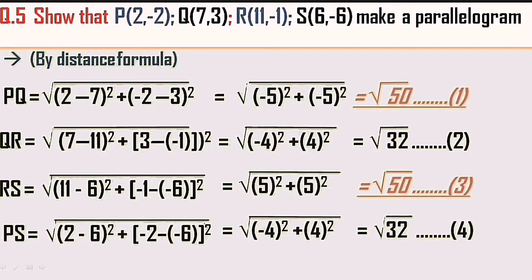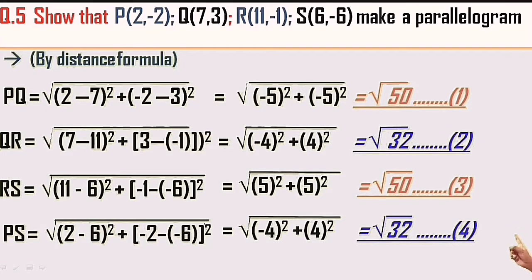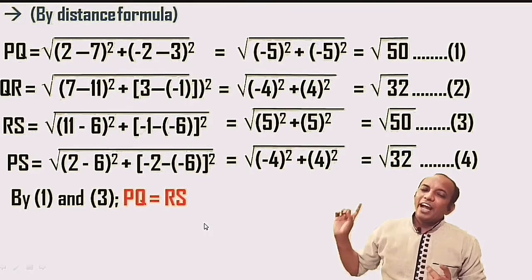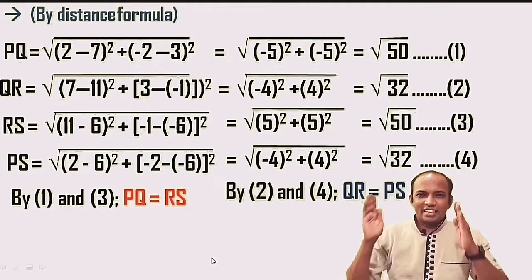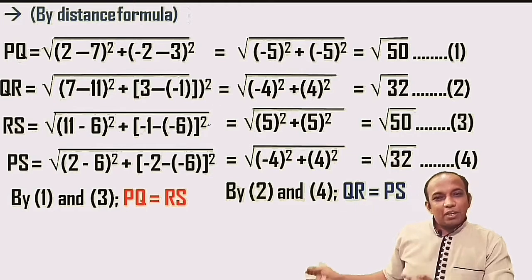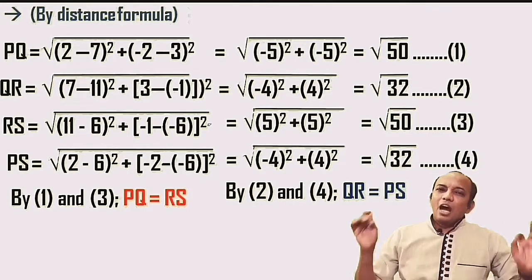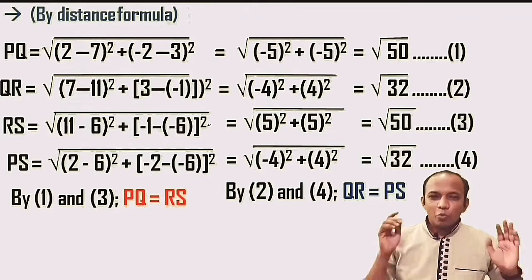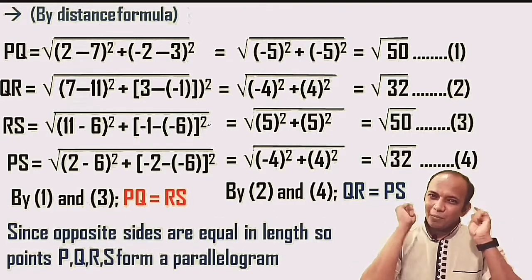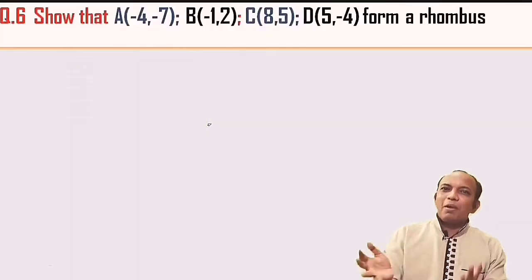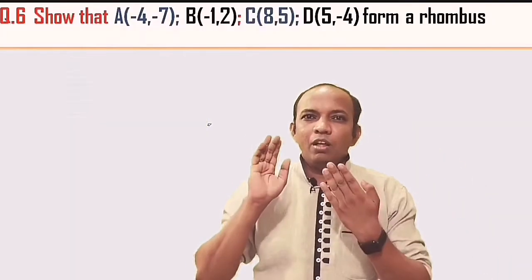If you observe the first and third, they are equal in measure, right? Then observe the second and fourth, again they are equal in measure, right? So by 1 and 3 I can say PQ equals RS, and by 2 and 4 I can say QR equals PS, and bingo, these are nothing but the opposite sides of the parallelogram that we considered, and as opposite sides are equal in length, we can say PQRS is a parallelogram.